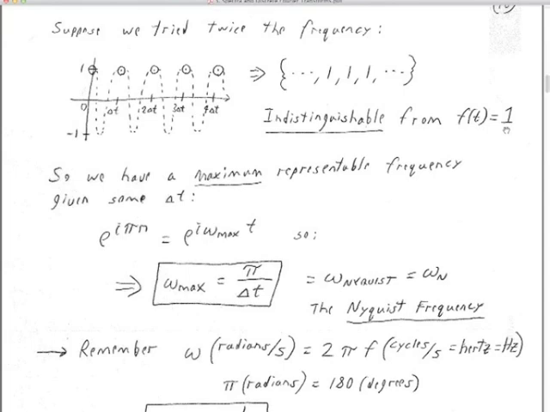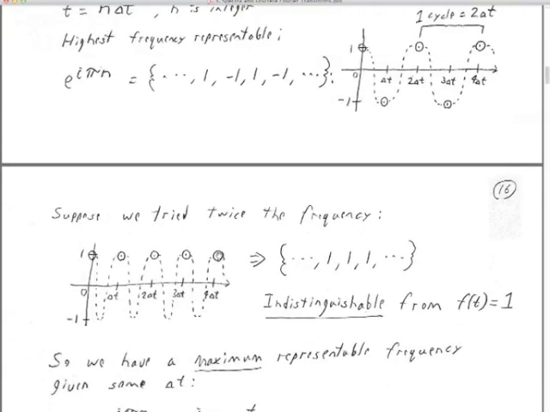How about 0? If you have sine of 0, I mean, sorry, cosine of 0, then it's always going to be equal to 1. No matter what time you're at, it's always 1. So what we have here is we tried to represent a higher frequency, more than 1 cycle in 2 delta t's. In fact, we tried to do twice as good as that. We tried to put 1 cycle in 1 delta t, and that gives us an apparent frequency of 0. So instead of a frequency of pi, which we had nicely represented up here, we have an apparent frequency of 0.